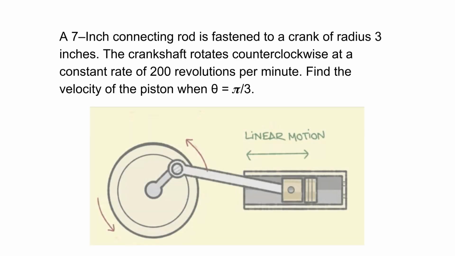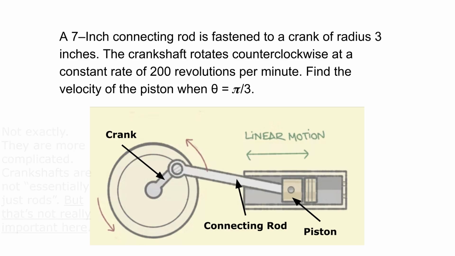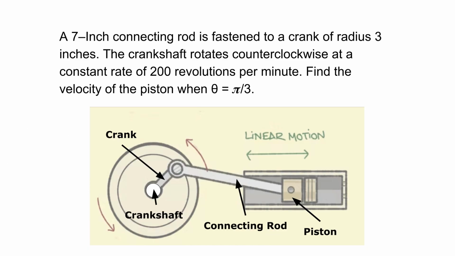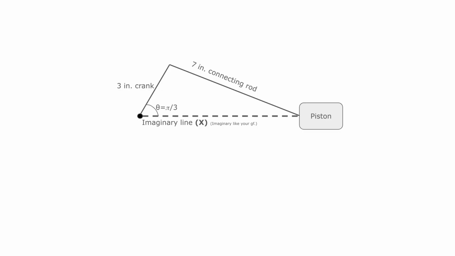A quick search will show that this part is the piston, this is the connecting rod, and this is the crank. The crankshaft is perpendicular to the picture, and it is essentially a rod that will go through this hole. The crankshaft is also the part that is rotating counterclockwise at the given rate of 200 revolutions per minute. Let me simplify the picture even further and attach the given values to their rightful places.